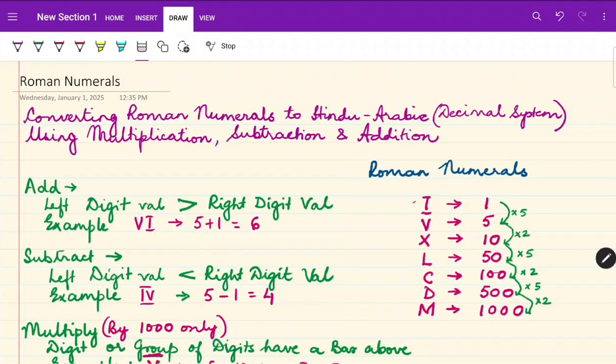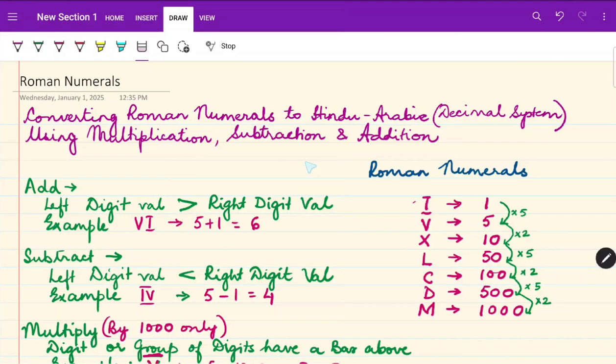Hello everyone. In this recording, I'm going to work on an example on converting Roman numerals to the decimal system, also known as the Hindu-Arabic system that you may have heard of before, using the multiplication, subtraction, and addition rule. All right. Now, as we said before, the Roman number system not only supported the additive system, but it also supported subtraction as well as multiplication.